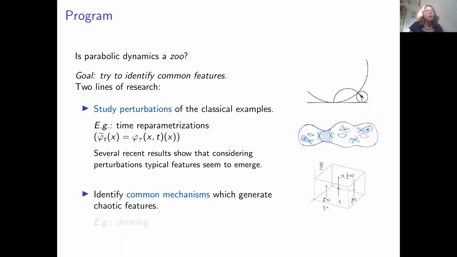So we want to study more examples, produce more examples of parabolic flows, and we also want to find if there are some typical mechanisms that explain the chaotic properties of these flows. And I want to now give you an example of such a slow chaos mechanism. And this is given by shearing.